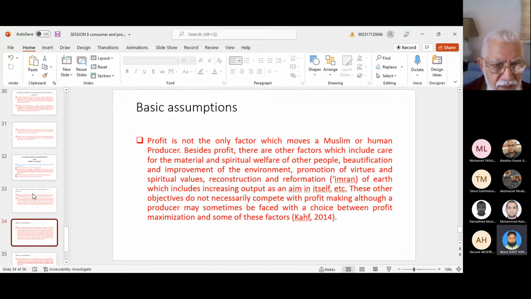So basic assumptions. Profit is not the only factor that moves a Muslim producer. Besides profit, there are other factors that include care for the material and spiritual welfare of other people, beautification and improvement of the environment, promotion of virtues and spiritual values, reconstruction and reformation of earth, that includes increasing output as an aim in itself. These other objectives do not necessarily compete with profit making, although a producer may sometimes be faced with the choice between profit maximization and some of these factors.